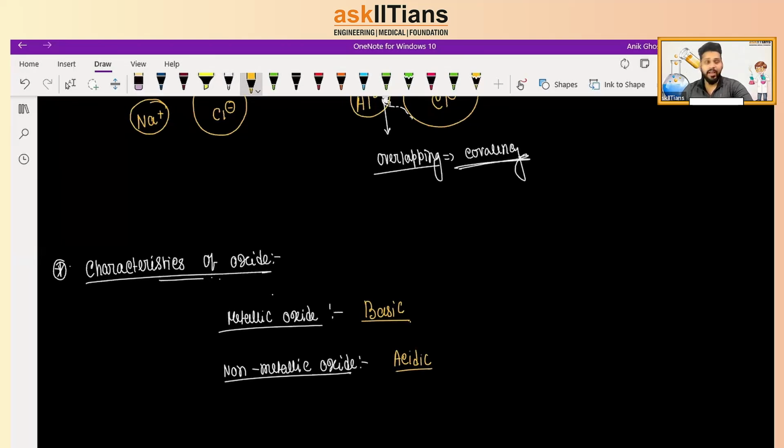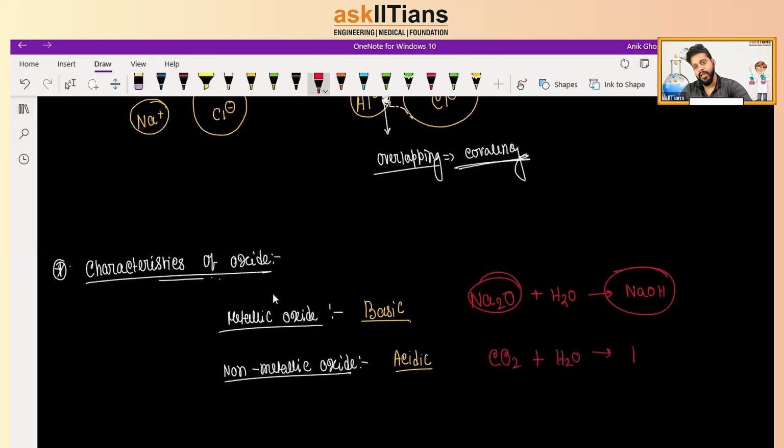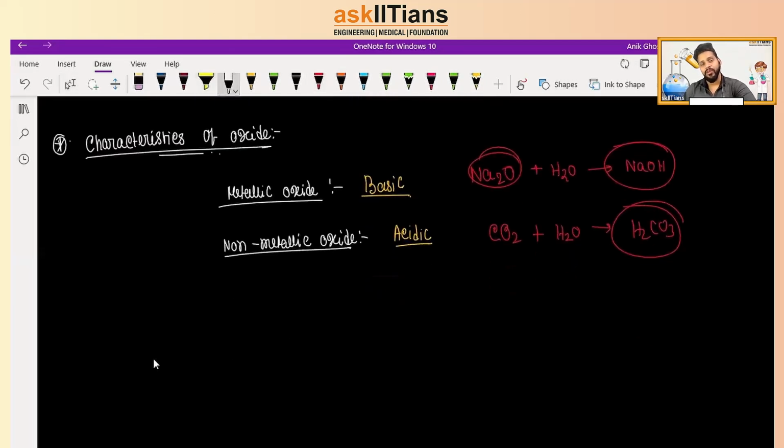Now, this is something we can easily understand by an example. Let's say I have a metal which is sodium. The oxide of the metal would be Na2O. Guys, when we dissolve Na2O in water, you get NaOH. From there, you can clearly understand that metallic oxides form bases or alkalis, so they are basic in nature. Whereas if I have a non-metal, and I dissolve its oxide in water, I get H2CO3, which is carbonic acid. So it is acidic in nature. Correct. Now, there are some metallic oxides which are also amphoteric.